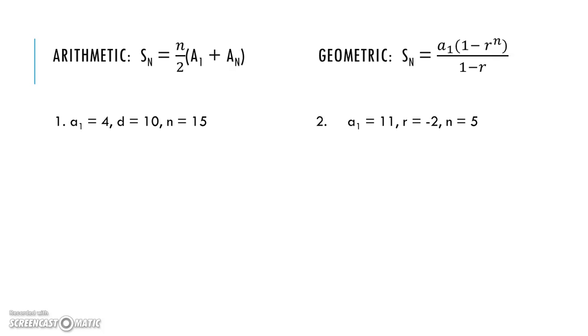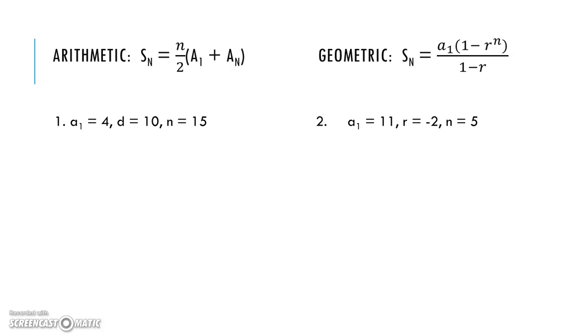So the first one is arithmetic because it has a d, a difference. The idea of a difference is that it goes up by 10 every single time. So the initial number is 4, so next will be 14, then 24, then 34, then 44, and so on and so forth until the 15th number. We don't know the 15th number.